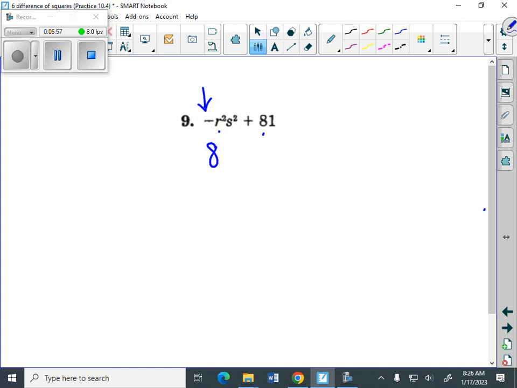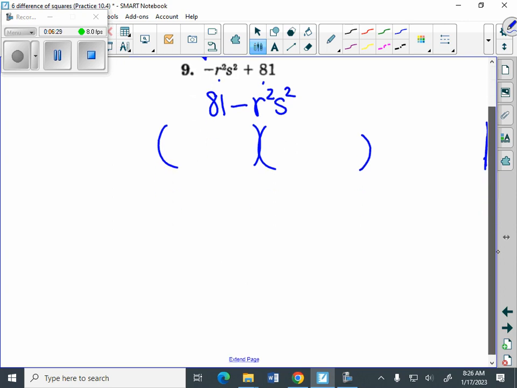So what if we switched it around and wrote 81 minus r squared s squared? Still has 2 terms, still has a minus sign in it. I don't often switch the order, but I do personally like to have the minus sign in between the 2 terms. It's a personal preference, it does not have to be there. Once we have 2 terms and a minus sign, we start to think that we've got the difference between 2 squares. So what we're going to do is take the square root of 81.